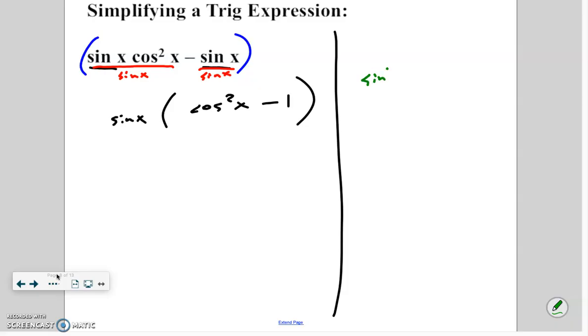What I'm looking at or thinking about is that sine squared plus cosine squared, that's equal to 1, isn't it? So, could I get cosine squared all by itself?